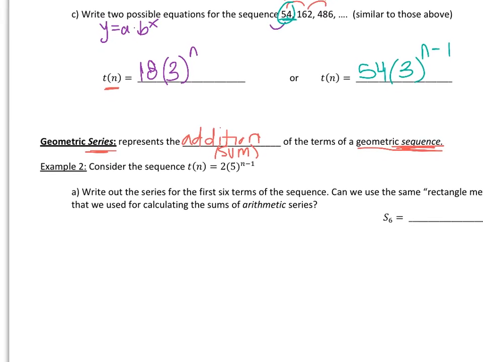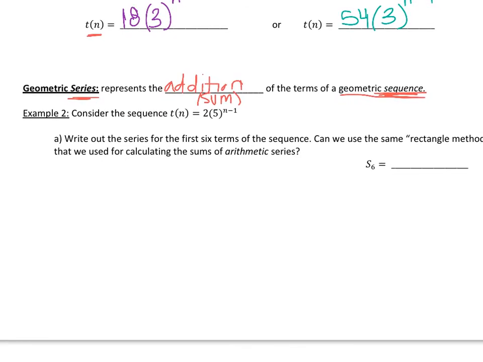So let's figure out if we can come up with a way of finding the sum. All right, so the series we are looking at is generated by this sequence, 2 times 5 to the n minus 1. So this is almost the exact sequence we looked at above, just slightly different. We're going to write out the first 6 terms. The first term is generated by plugging 1 in for n right here. So 1 minus 1 leaves us 5 to the 0, which is 1. So that whole thing ends up just being 2 times 1. So our first term is 2.